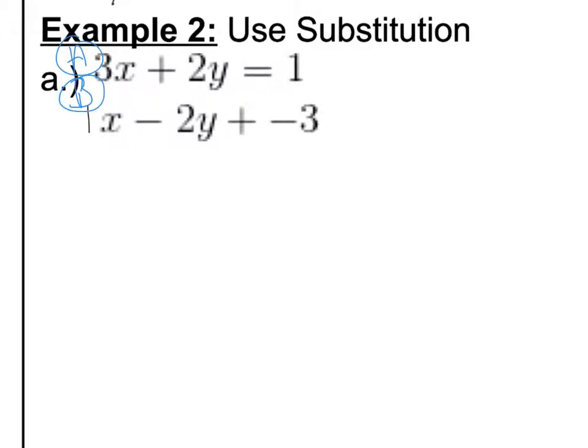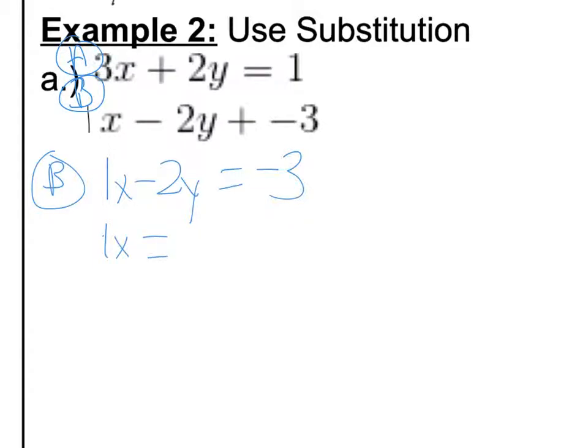So we're going to take equation B. 1x minus 2y, I believe it should be, equals negative 3. We're going to add the 2y over, so we get 1x equals 2y minus 3. So x is now by itself.